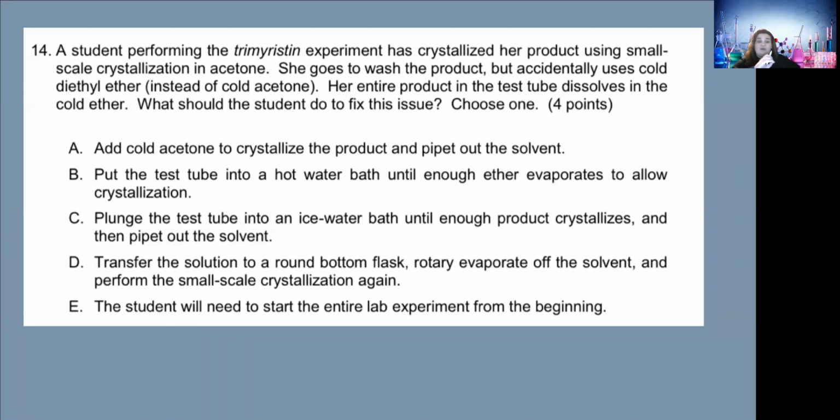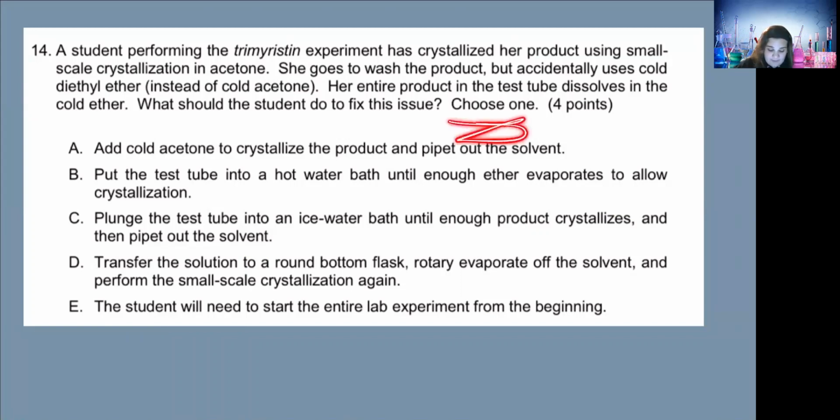If you said rotary evaporation, you are totally correct. The whole point of the rotary evaporation was to evaporate the diethyl ether off from the crude trimyristin. So that's all we have to do here. We just have to roto-evaporate again, and then they'll perform the small-scale crystallization. So now that we've come up with that idea, let's see if there are any answer choices that match this.